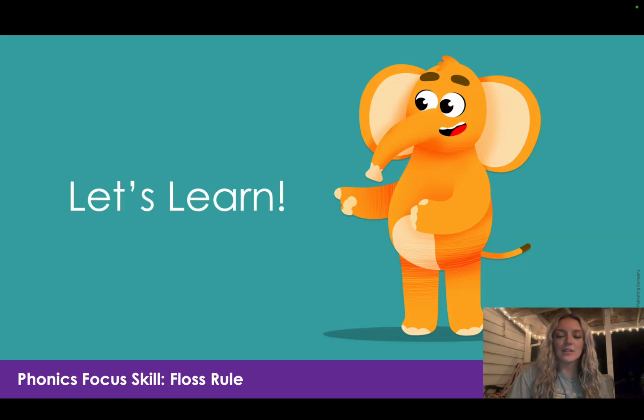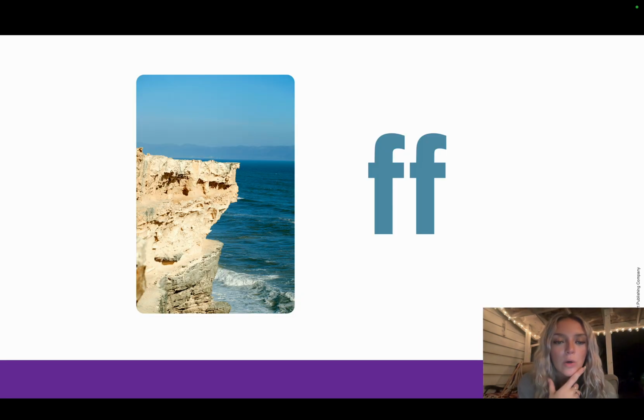Good job. All right, let's go back to that floss rule. So the floss rule helps us know when to double certain letters in a word. When a word has a short vowel sound, like the a in cat or the o in hop, and it ends with F, L, S, or Z, then we need to double that last letter. So let's look at an example. Who remembers what this was from yesterday? What was this?